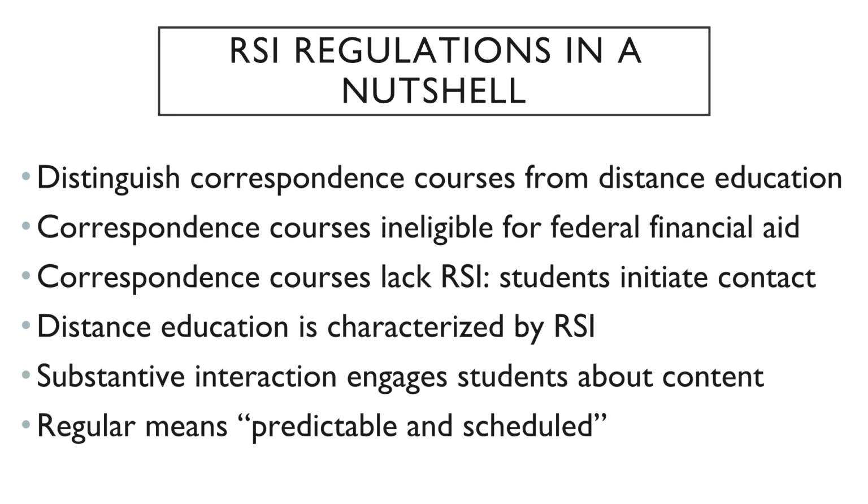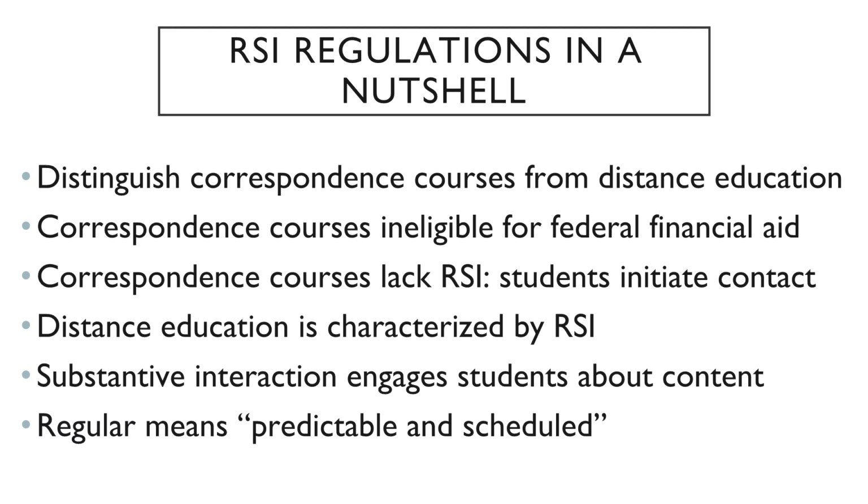Regular and substantive interaction regulations were devised to distinguish between correspondence courses on the one hand and distance education courses on the other. This is because correspondence courses are ineligible for federal financial aid monies, while federal financial aid may be applied to distance education courses. What differentiates between correspondence courses and distance education courses is the presence or absence of regular and substantive interaction.